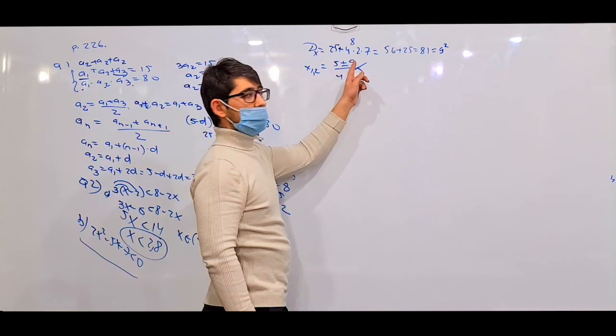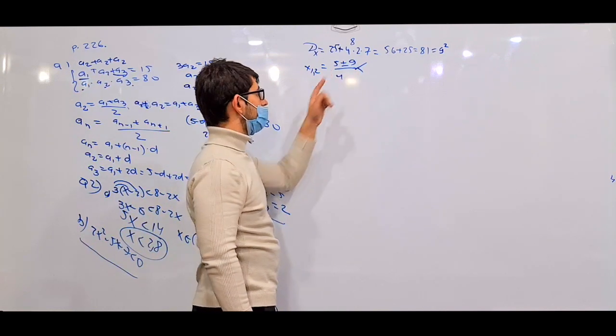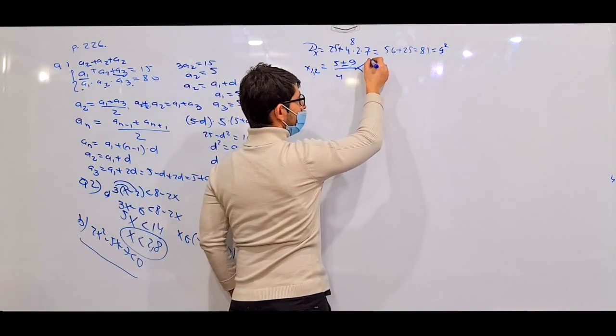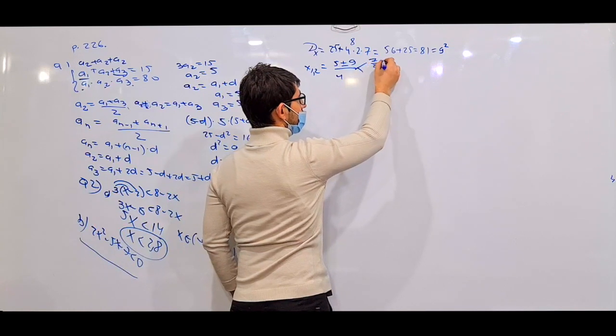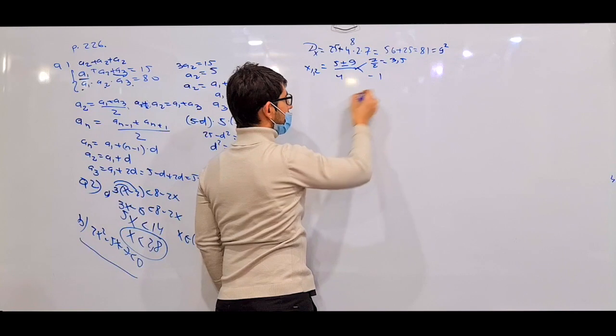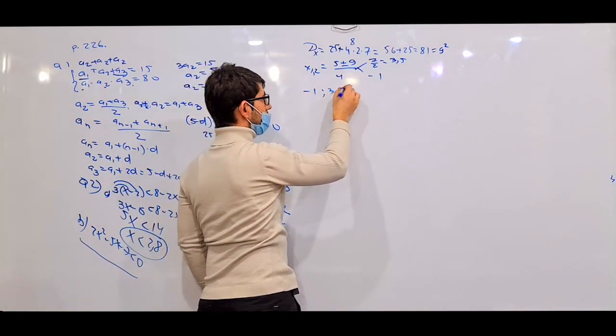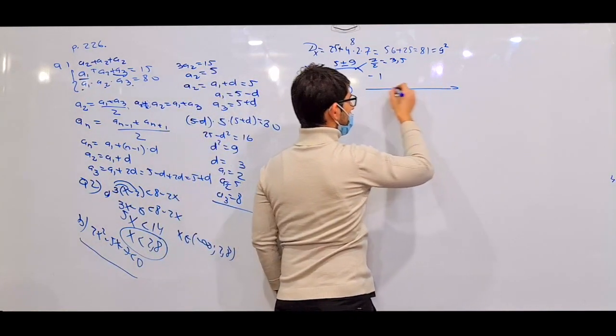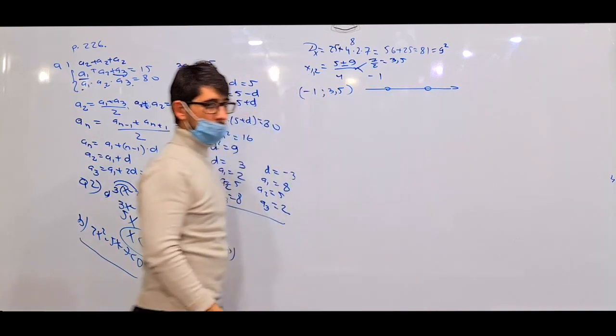Oh, 5 plus, not multiplied by, right? 5 plus 9, 14 divided by 4. 7 over 2 or 3.5, right? 5 minus 9 minus 4 minus 1. From minus 1 till 3.5. Or you can show it using number line, the method of intervals, right?